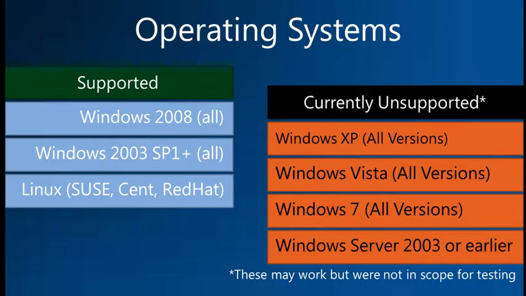SUSE, CentOS, Red Hat, and we'll talk a little bit about how that works, but those are all working. We put the unsupported column with an asterisk because when we designed this, we designed it for enterprise, so we weren't really looking at desktop. So there's some desktop stuff that'll probably work all right, Windows 7 and Vista especially, but we didn't really test for it, so we're going to throw it in the it's-not-a-server bucket right now.